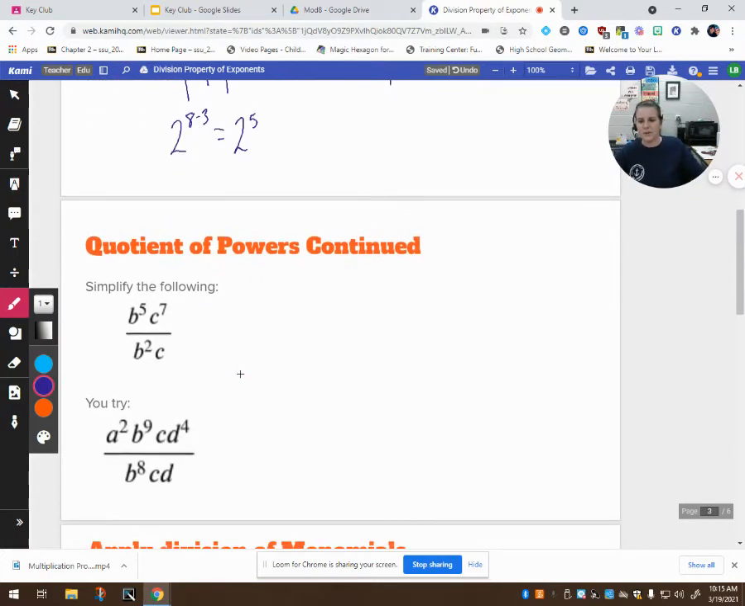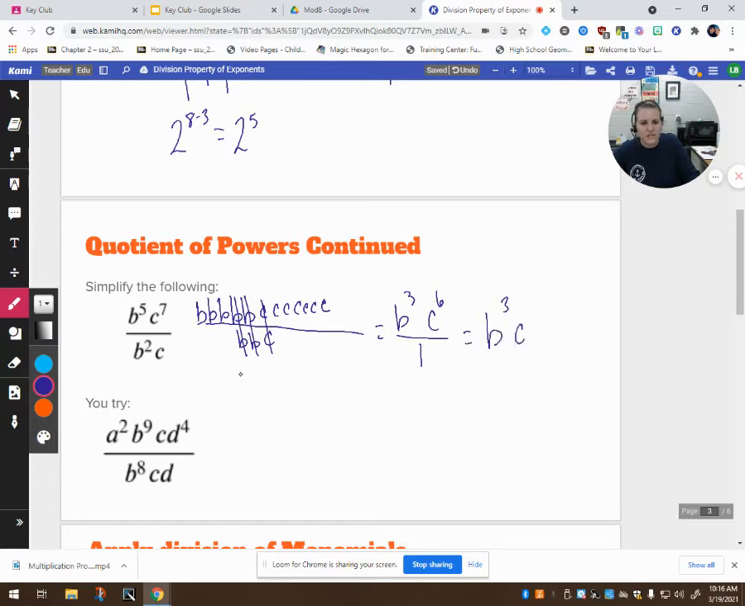All right, so let's try this one. Again, we could write this all out: B times B times B times B times B, 1, 2, 3, 4, 5, times 1, 2, 3, 4, 5, 6, 7 C's, over 2 B's and 1 C. And I see those are all going to become 1. So we're left with 3 B's on top, and we are left with 6 C's on top. And there's nothing in the denominator other than 1. We don't need to write that, so we just write B^3 C^6.